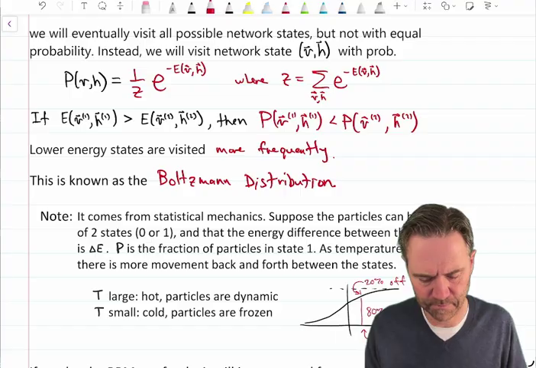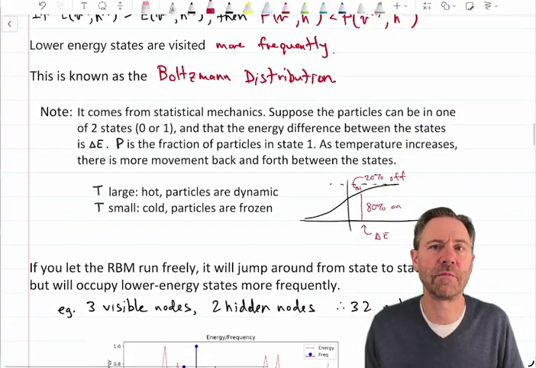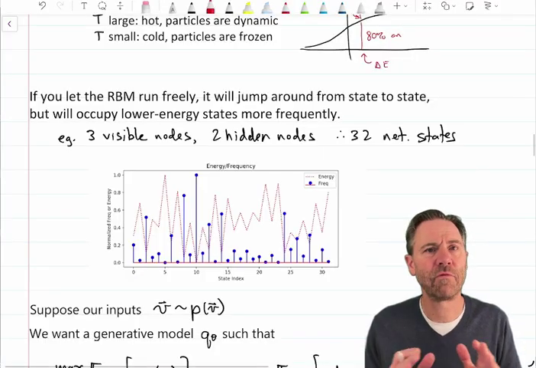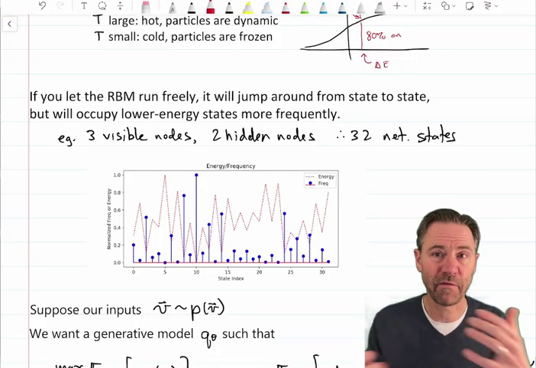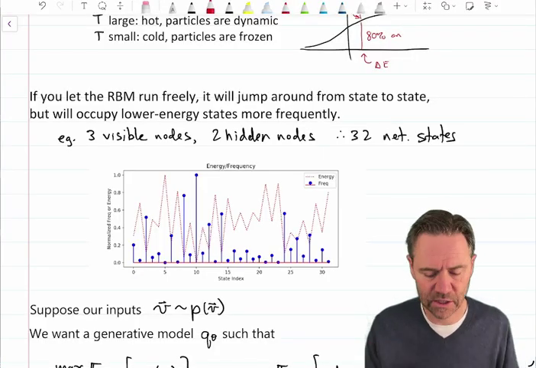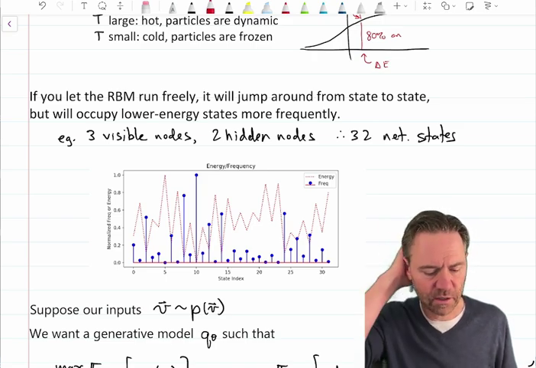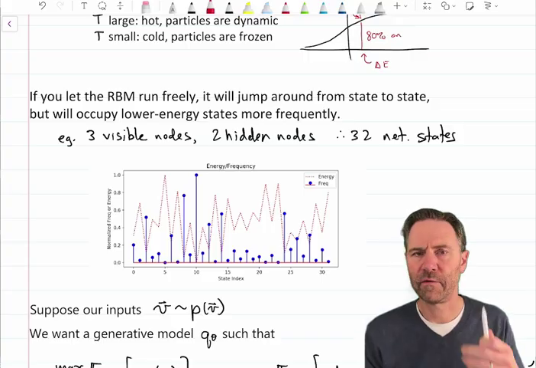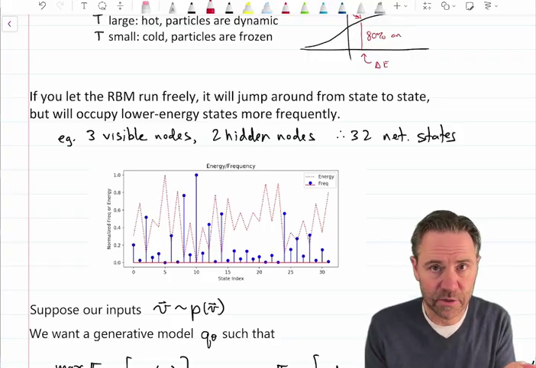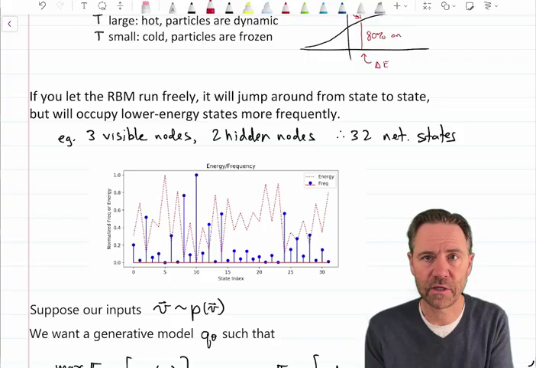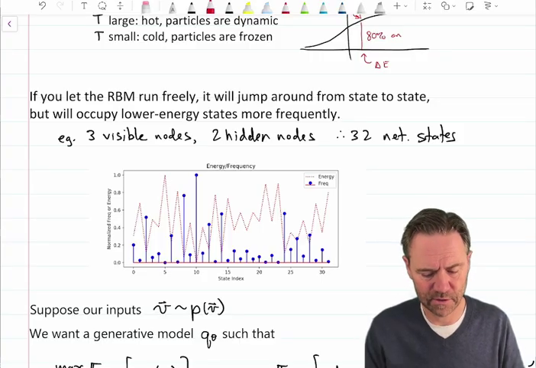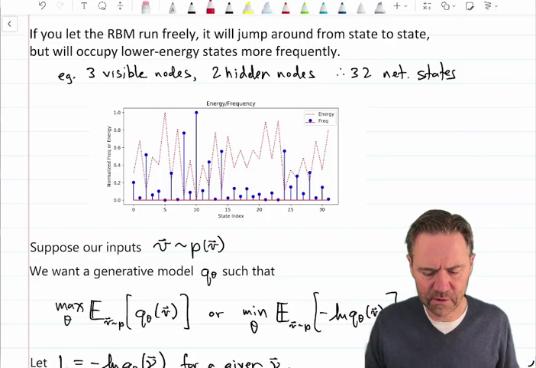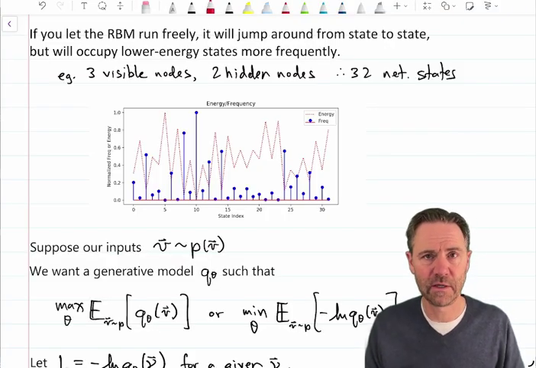I already went over that it comes from physics, so we can skip over that. If you let the restricted Boltzmann machine run freely, it will jump around from state to state, but will occupy lower energy states more frequently. Here's a little example where I've got 3 visible nodes and 2 hidden nodes. Therefore, there are 8 visible states and 4 hidden states. Multiply it together, there are 32 total states, and I've got them all listed on the state axis here in whatever order.